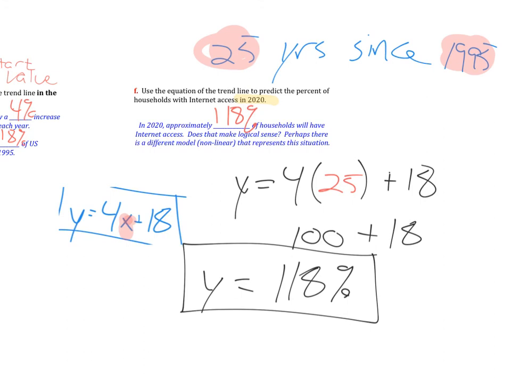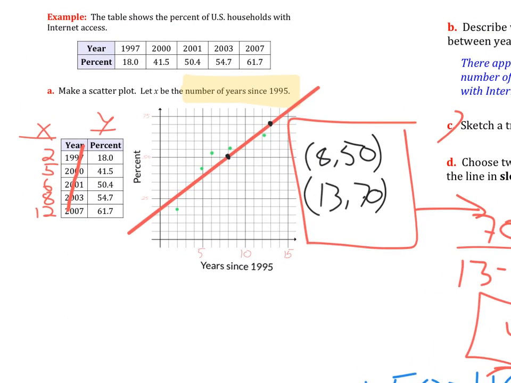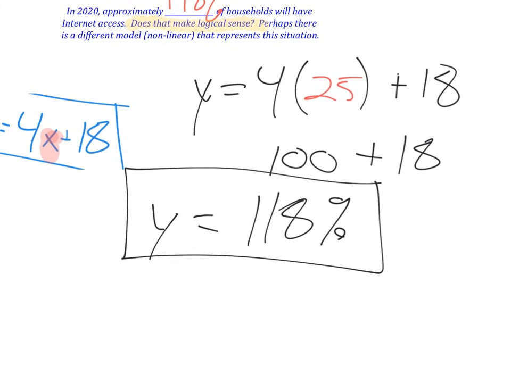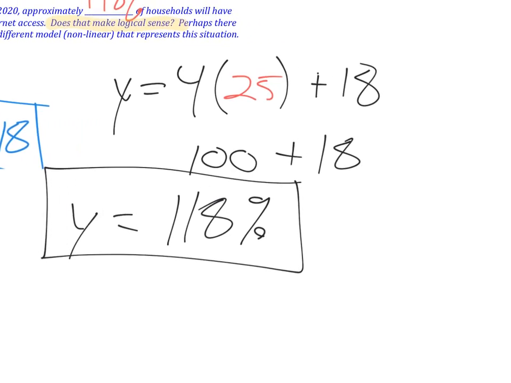It asks us here, does this make logical sense? Well, no, you can't have more than 100%. But again, this is coming from our trend line, not necessarily the data. The data would eventually have to plateau out, right? Because we can't go past 100%, but we don't see that in our window. So that's why we're getting values that might not make too much sense, because this is based off of the trend line, not necessarily the actual data.